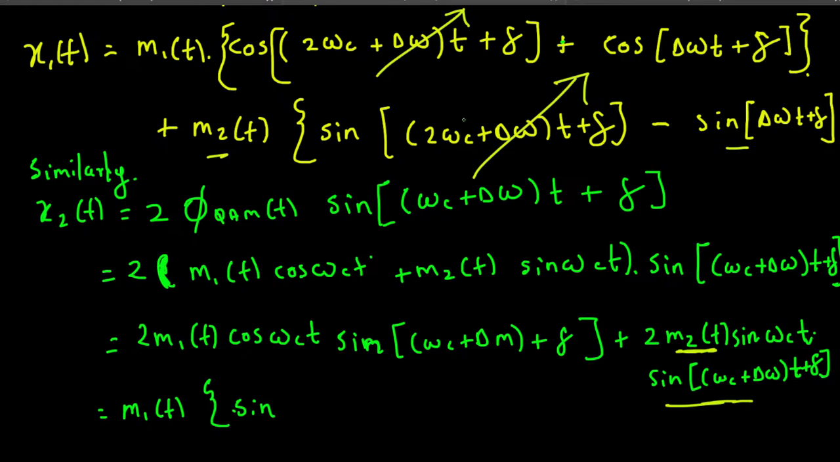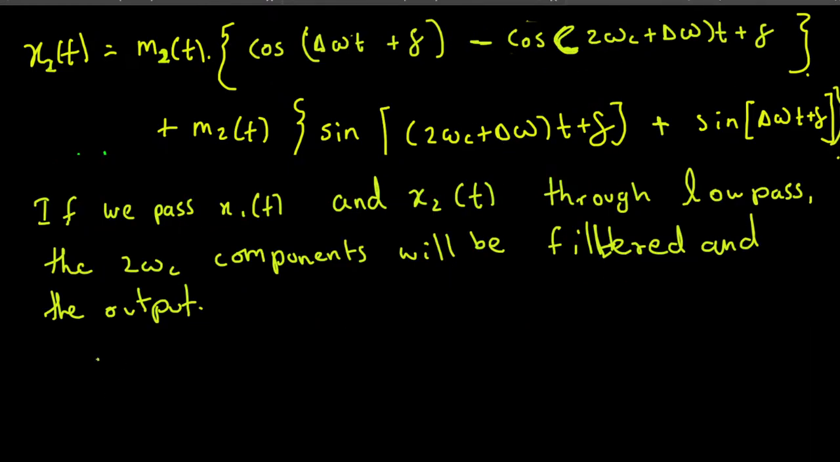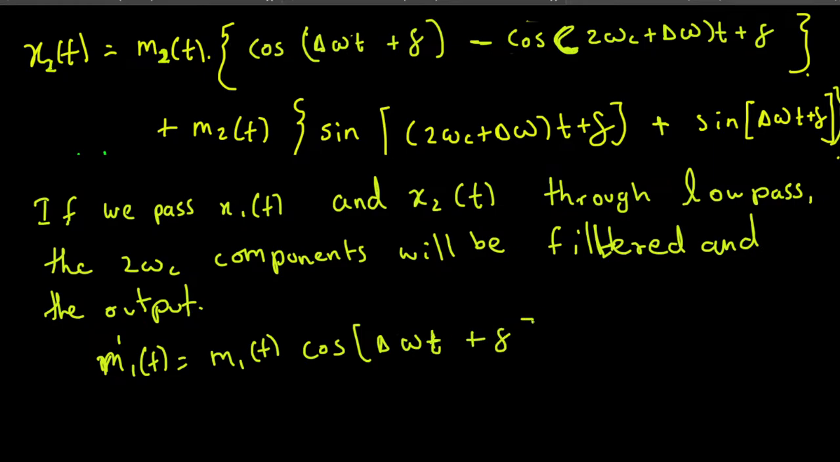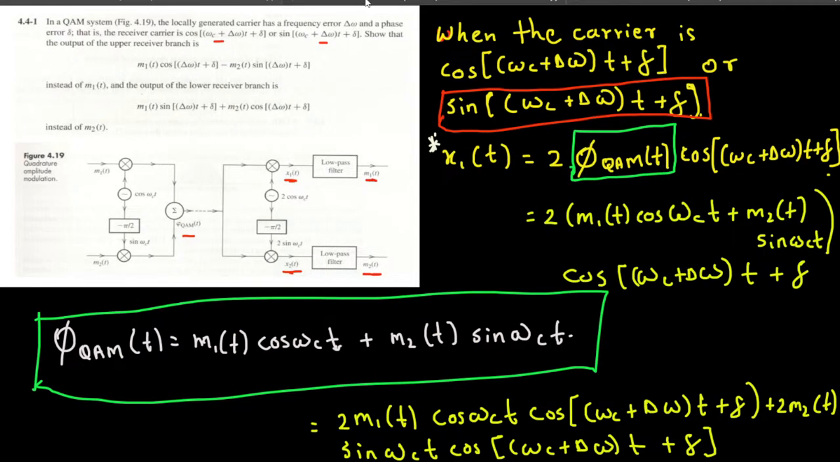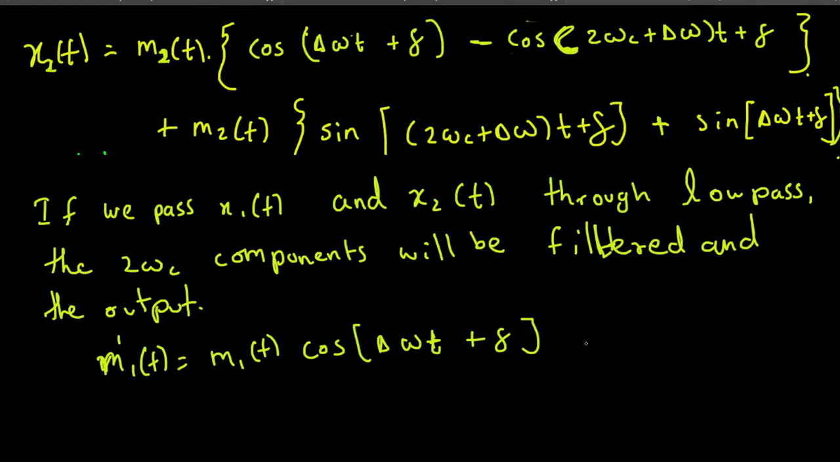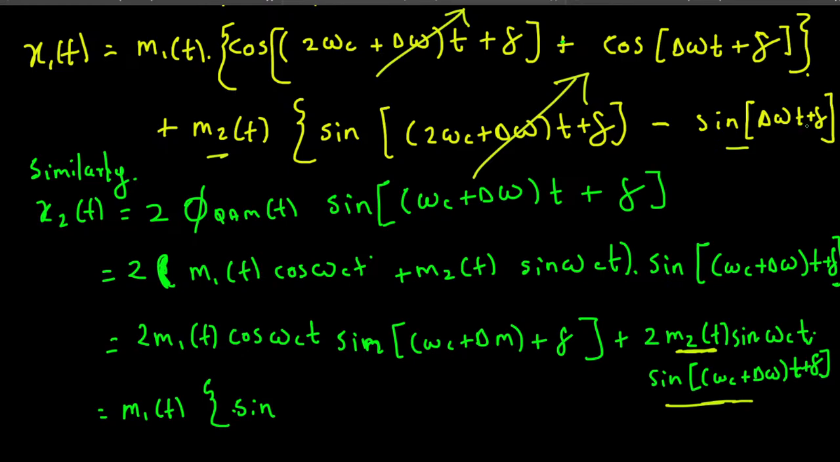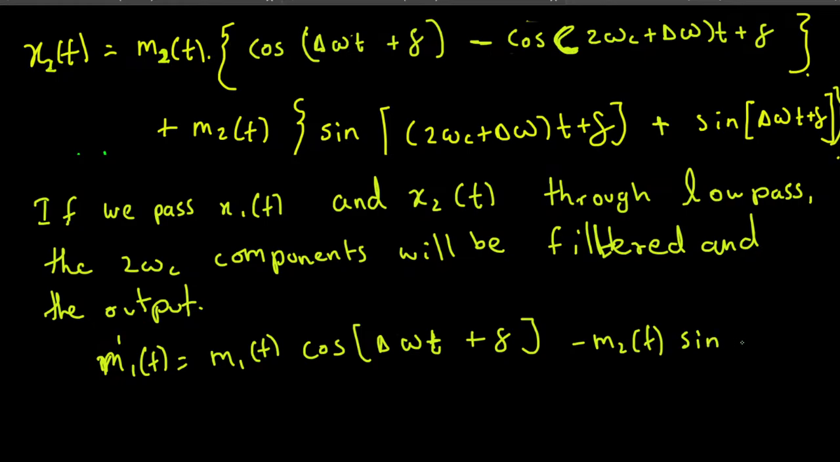So let's go ahead and express that. Let's put a prime: m1 prime of t is m1 of t cos(delta omega t plus delta), and then minus m2 of t sine(delta omega t plus delta). Okay, that is m1 prime.